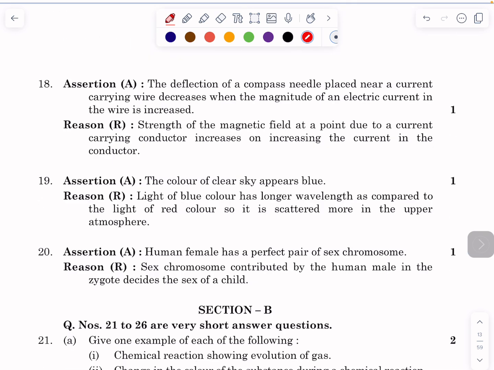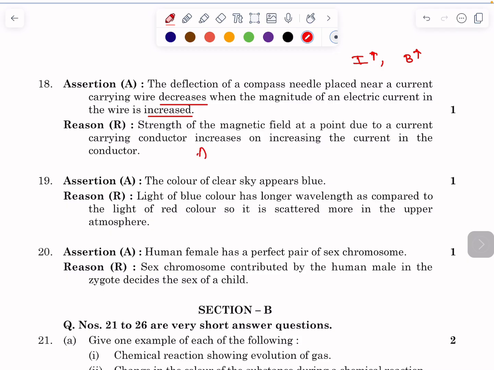The deflection of a compass needle placed near a current carrying wire decreases when the magnitude of electric current in the wire is increased. Is it correct? When current increases, deflection also increases, but here it is given that deflection decreases. This is not correct. Why? Because if current increases, the magnetic field increases, and the deflection in the needle also increases. The assertion is not correct here. The strength of magnetic field at a point due to a current carrying conductor increases on increasing the current in the conductor. Yes, the reason is correct.